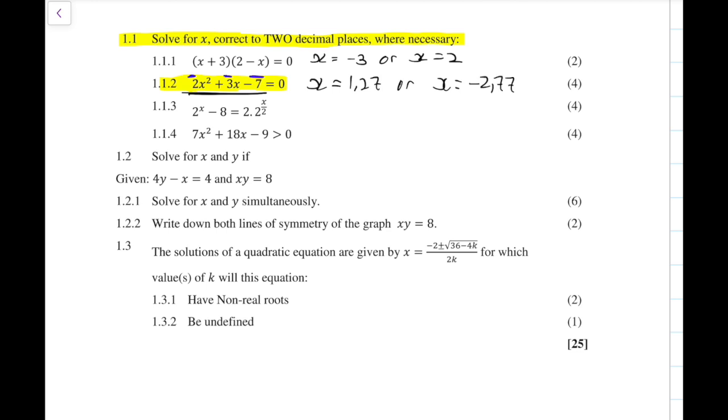And don't forget, you've got to show your quadratic formula step in 1.1.2. I'm not doing it, but you have to show it. You get a mark for it. It's worth 4 marks. You get a mark for the quadratic equation.